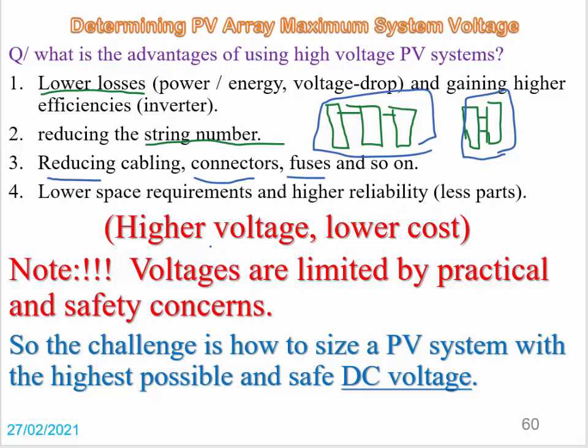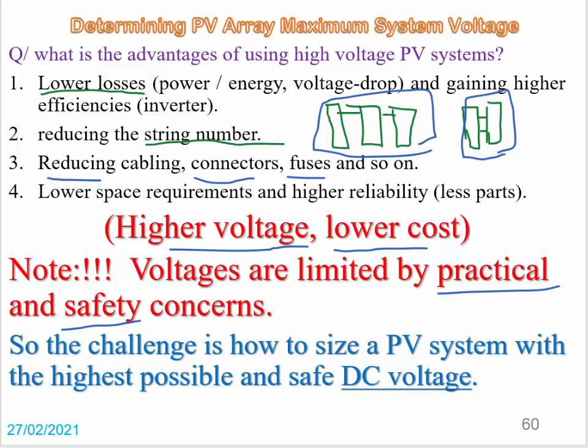But there is a problem. Before the problem, the advantage of higher voltage is lower cost. So when we have high voltage, we have lower cost. But the problem is that voltages are limited by practical and safety concerns. So here is the challenge: how to size a PV system with the highest possible and safe DC voltage.